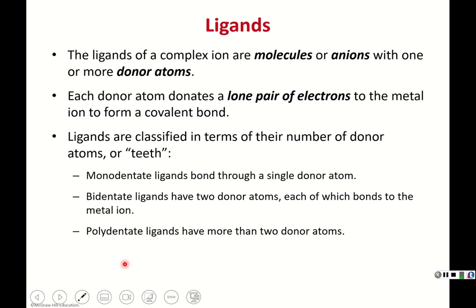So ligands of a complex ion are molecules, or sometimes anions, with one or more donor atoms. And we'll talk about what that means in a second. Each donor atom donates a lone pair of electrons to the metal to form a covalent bond. Ligands are classified in terms of their number of donor atoms or teeth. And that's where the term dentate comes from. So if you have a monodentate ligand, that's a single donor atom. Bidentate ligands have 2 donor atoms, and polydentate ligands have more than 2 donor atoms.